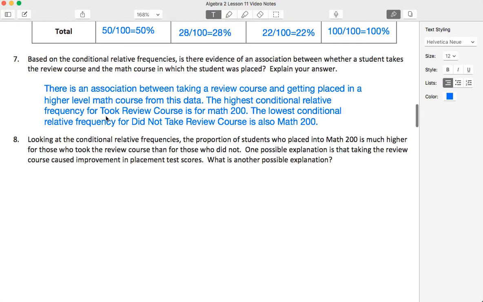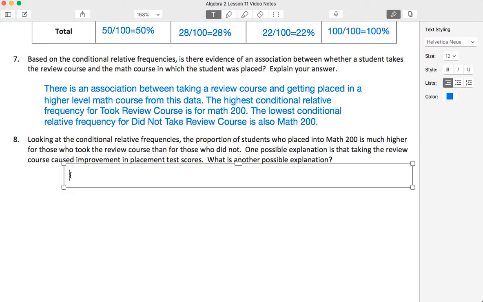Looking at the conditional relative frequencies, the proportion of students who placed into Math 200 is much higher for those who took the review course than those who did not. Hey, we just said that. One possible explanation is taking the review course caused improvement in placement scores. What's another possible explanation?